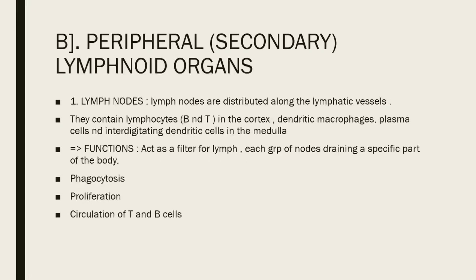They contain lymphocytes, that is B and T cells in the cortex, and dendritic cells, macrophages, plasma cells, and interdigitating dendritic cells in the medulla. Now, functions of lymph nodes: it acts as a filter for lymph, each group of nodes draining a specific part of the body, with phagocytosis, proliferation, and circulation of T and B cells. So, these were the functions of lymph nodes.